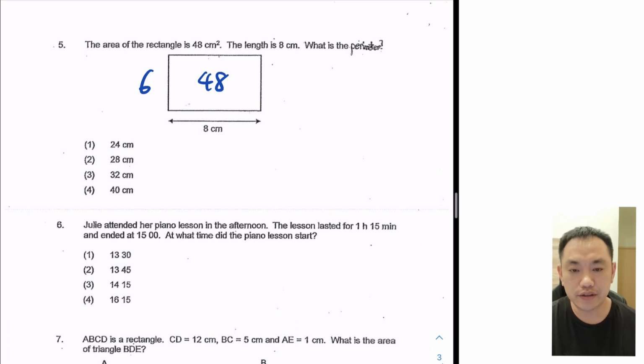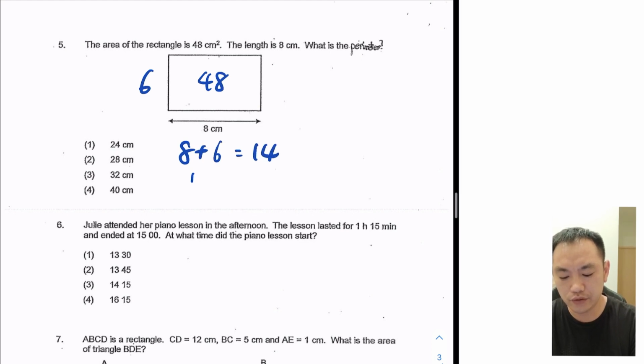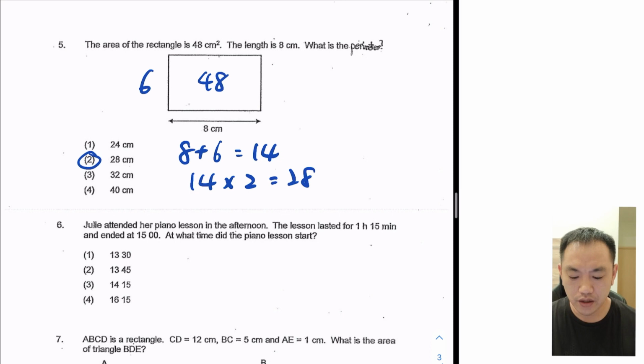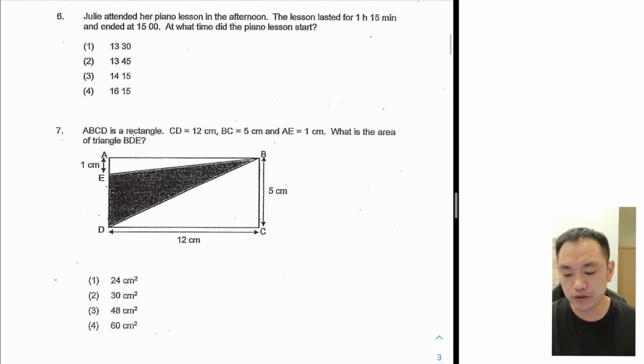Then how do you calculate the perimeter? The perimeter basically is you take the length plus the width and then you times by 2. So 8 plus 6 equals 14, and then 14 times 2 is equal to 28. So the answer is 2. Okay. Quite straightforward, but you need to know how to convert from area to the length and the width, and then you need to know how to add them together and calculate the perimeter. Okay, so that should be quite straightforward.